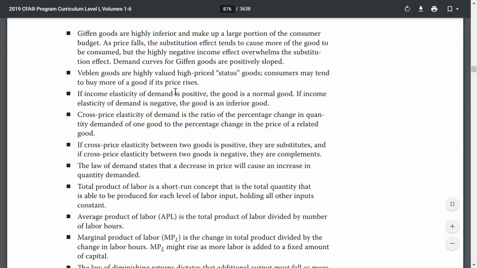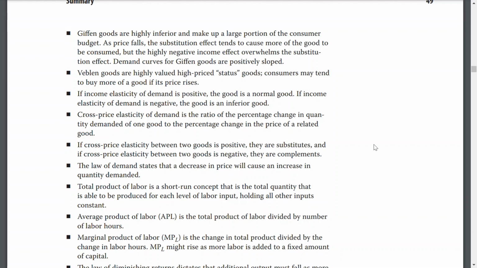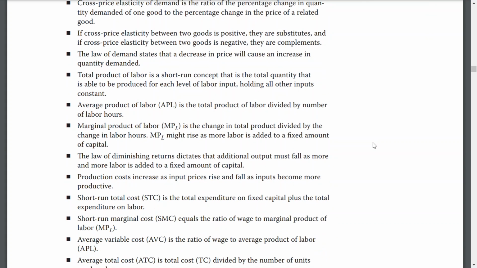If income elasticity of demand is positive, the good is a normal good. If income elasticity of demand is negative, the good is an inferior good. Cross price elasticity of demand is the ratio of the percentage change in quantity demanded for one good to the percentage change in the price of a related good. If cross price elasticity between two goods is positive, they are substitutes. If cross price elasticity between two goods is negative, they are complements. The law of demand states that a decrease in price will cause an increase in quantity demanded.